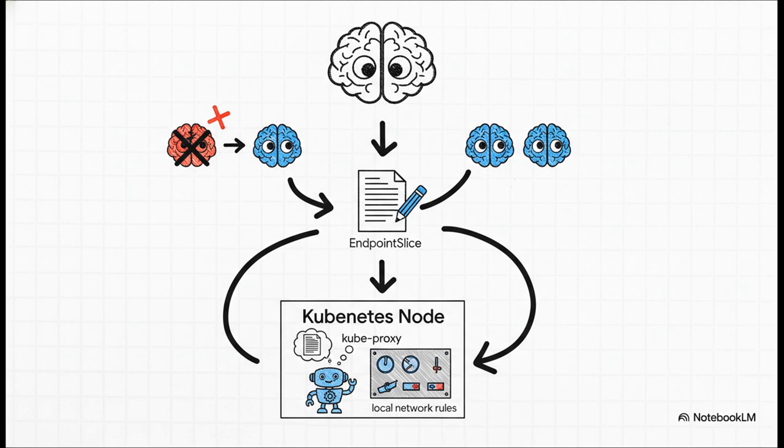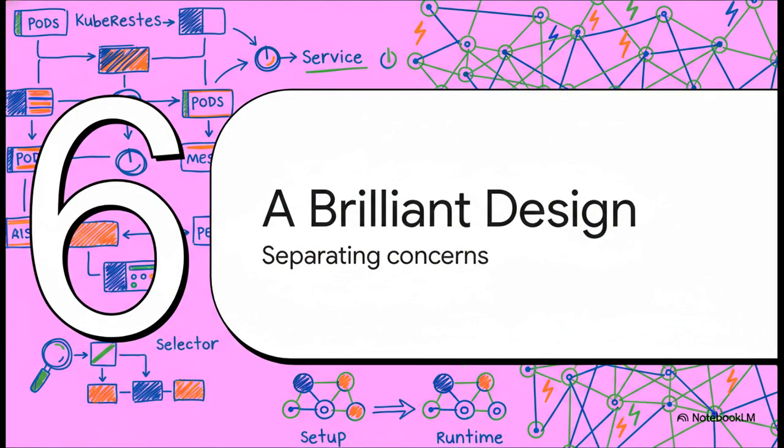Then, on every single computer in your cluster, what we call a node, there's a little process running called kube-proxy. Its only job is to watch that list, and whenever it changes, reprogram the local networking rules on that machine. It's a constant, automatic, self-healing process. So why go through all this trouble? Why this two-step process? Because separating these two jobs, using selectors for the initial setup and a simple list for the actual traffic, is precisely what makes Kubernetes networking so incredibly powerful and scalable.